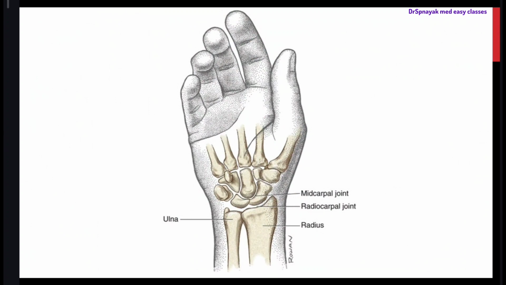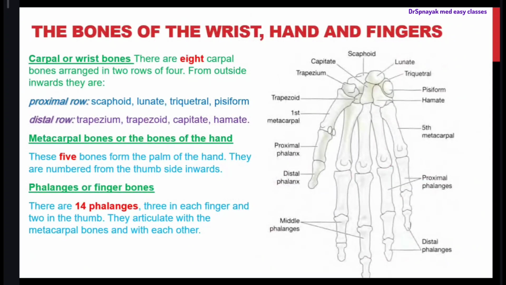These carpal bones attach to the radius and ulna, forming the wrist joint. This point we have already seen. These are the bones of the wrist, the carpals. We have 8 carpals, 8 plus 8, and here you can see we have 2 rows.